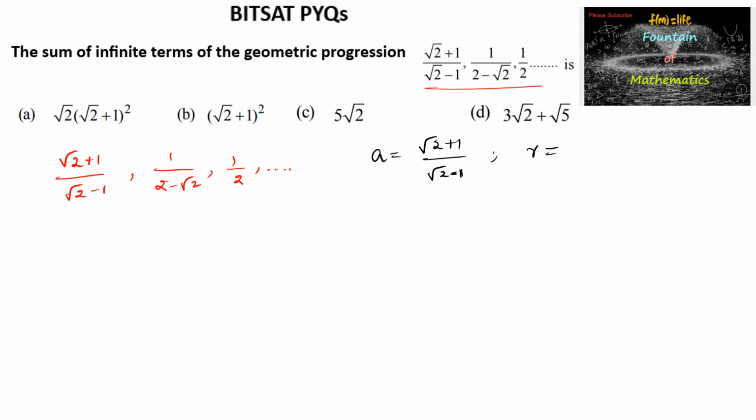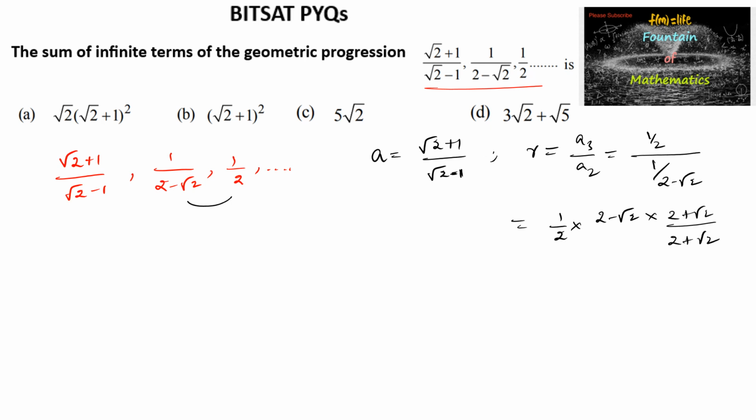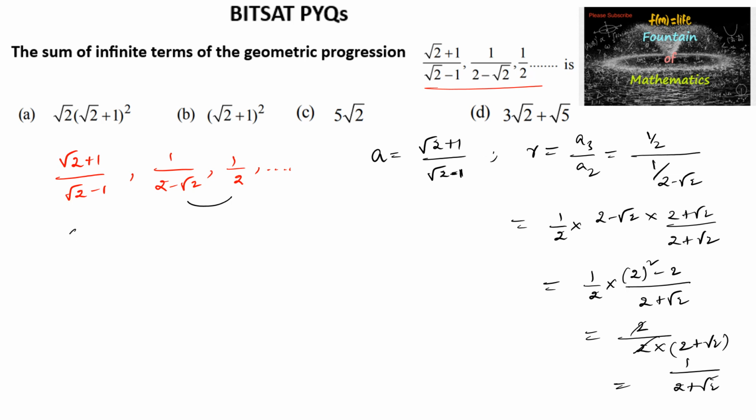let us take the common ratio as the third term by the second term, which is 1 upon 2 divided by 1 upon 2 minus root 2, which is equal to 1 upon 2 into (2 minus root 2). Let us rationalize it. So we'll get (2 plus root 2) divided by (2 plus root 2), which can be taken as 1 upon 2 into (a plus b) into (a minus b), that is 2 square minus root 2 whole square, which is 4 minus 2, that is 2. So 2 upon 2 into (2 plus root 2). So we got 1 upon 2 plus root 2 as the common ratio.